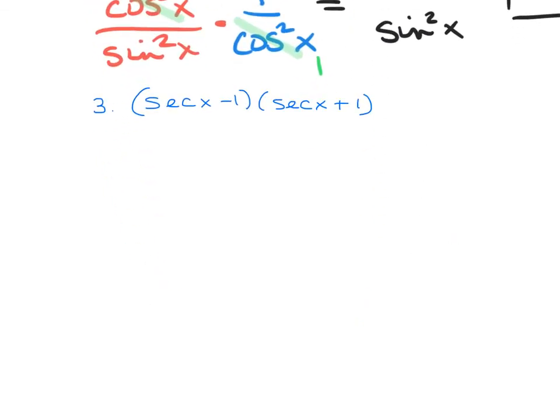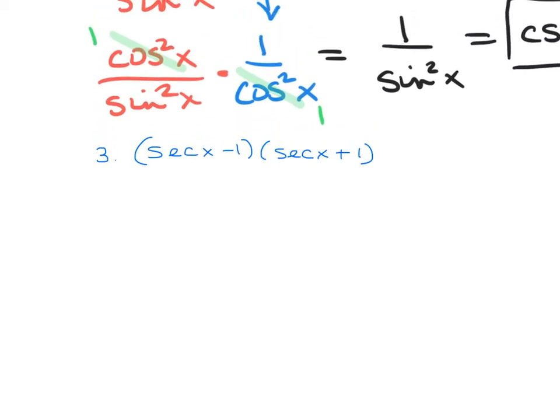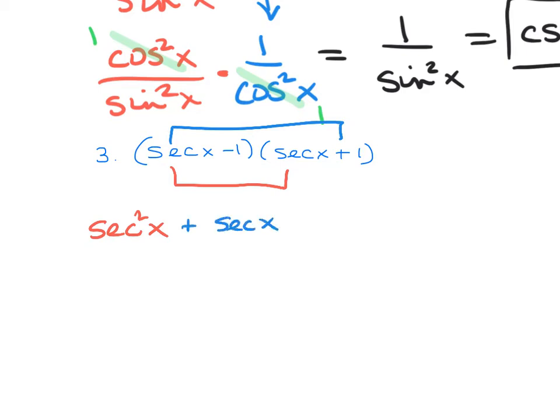Notice we've got some binomials here. So guess what we're going to be doing? Foiling. Woohoo. All right. Let's FOIL this. So first, secant x times secant x becomes secant squared x. Outside becomes plus secant x because it's times 1. Inside becomes minus secant x. And then last becomes minus 1.